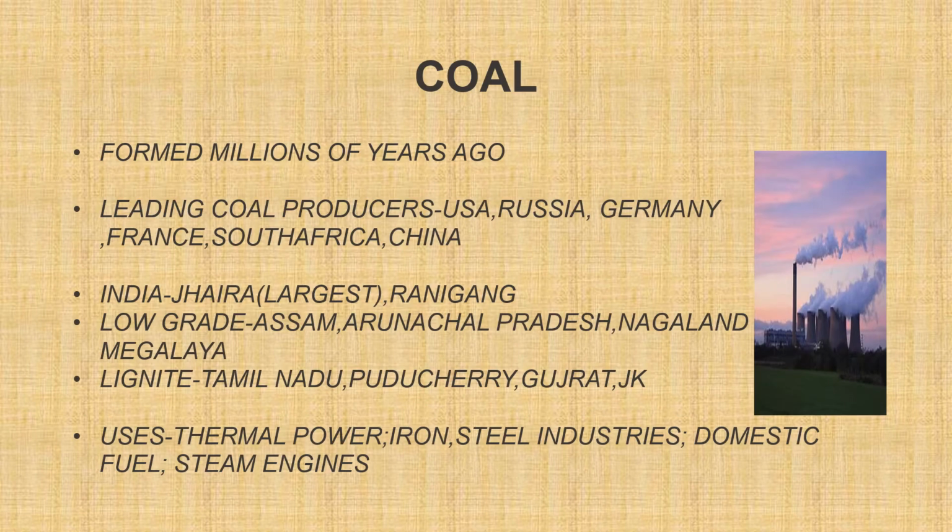Coal is one of the major conventional sources of energy. It was formed millions of years ago. Leading coal producers in the world are USA, Russia, Germany, France, South Africa, and China. In India, coal is found in Jharia and Raniganj. Low-grade coal is found in Assam, Arunachal Pradesh, Nagaland, and Meghalaya, the northeastern states of India. Lignite, another type of coal, is found in Tamil Nadu, Puducherry, Gujarat, and Jammu and Kashmir.